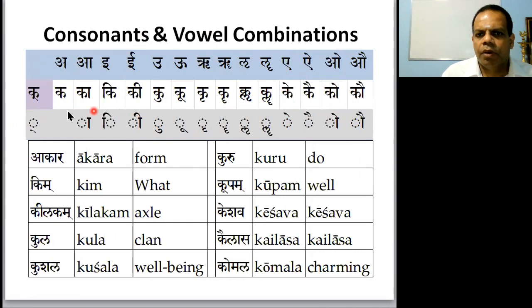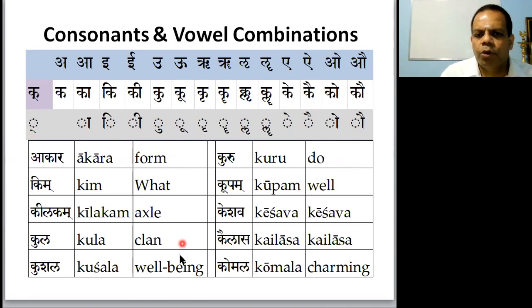Okay. We have already ka, ki, ku, kr, kl, ke, kai, ko, cow. I have not added kam and kaha. I think they are pretty straightforward, so that's why I did not add them.